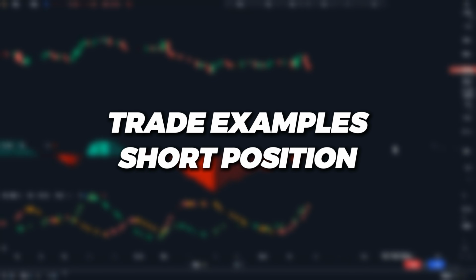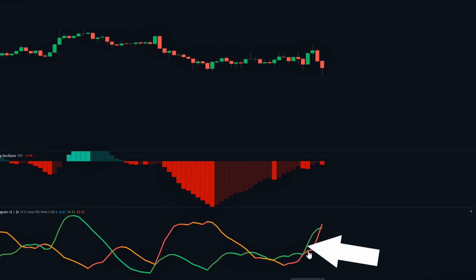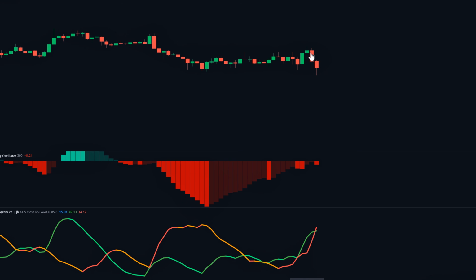For a short position, you basically do the opposite. So you identify a crossover where this red plot crosses above the green plot. This indicates that the market is shifting to a bearish trend. After we have the crossover, we need to ensure that the crossover candle has sufficient momentum to push the price in the direction of our trade.